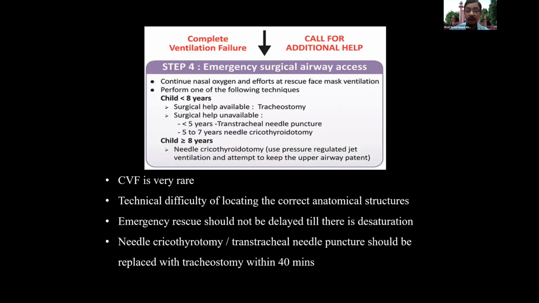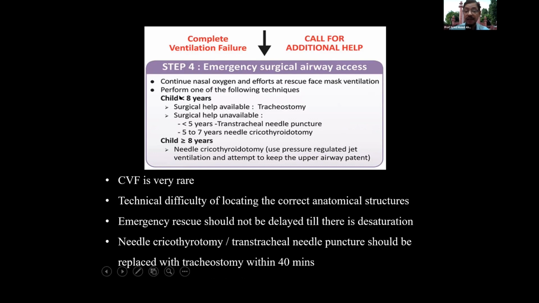And the other thing is that these patients primarily don't have a complete ventilation failure scenario, this is very rare. And the technical difficulty of locating the correct anatomical structures is always there, because of the pediatric age group, you are not able to locate the cricothyroid membrane. So in those situations, you don't delay the emergency rescue. It should always be as early as possible before the patient goes to desaturation.